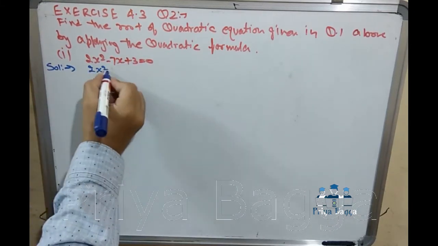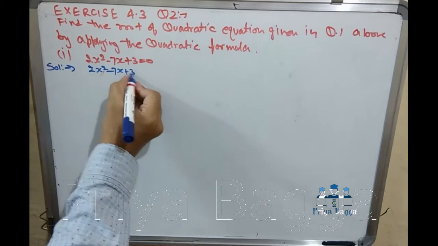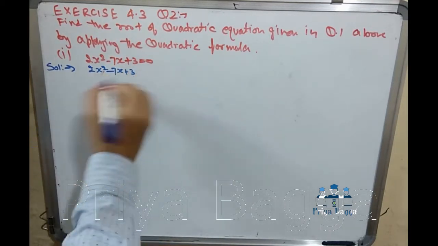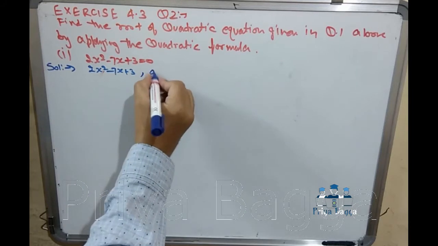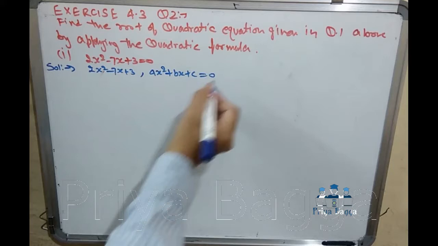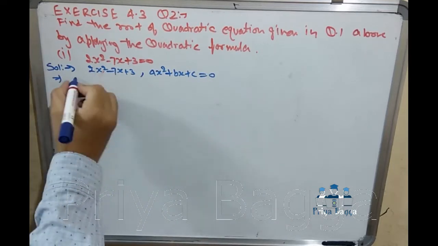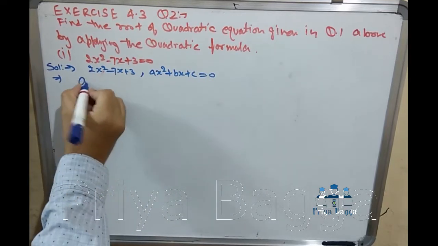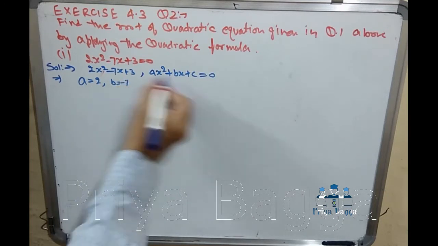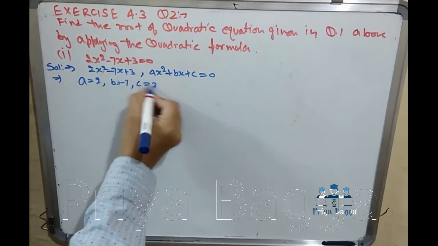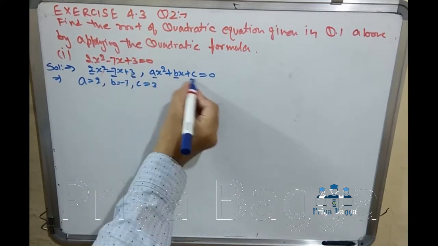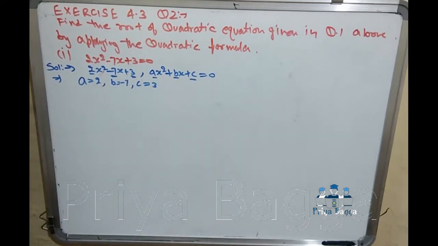So the given equation is 2x square minus 7x plus 3. We will compare this with the standard quadratic equation. What is the standard quadratic equation? It is ax square plus bx plus c is equal to 0. From here we can find the value of a, b and c. So a is equal to 2, b is equal to minus 7, and c is equal to 3. You can compare: this is a, this is b, and this is c. So we have found the value of a, b and c.